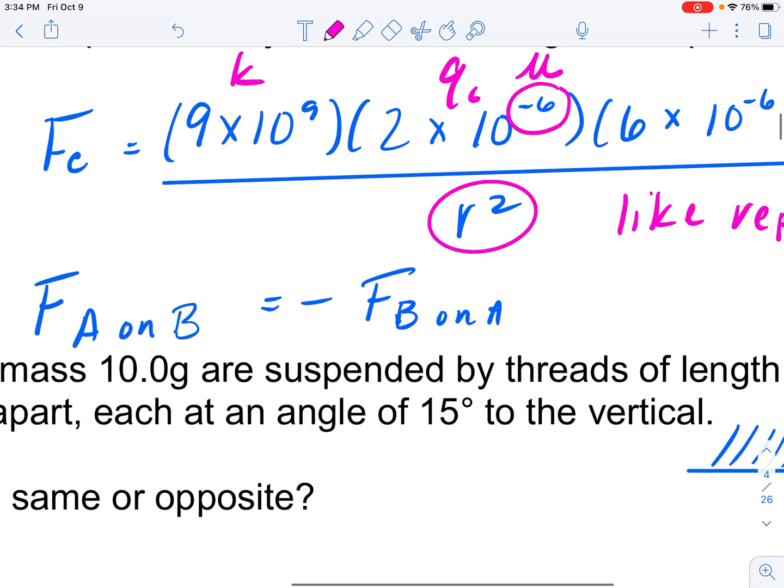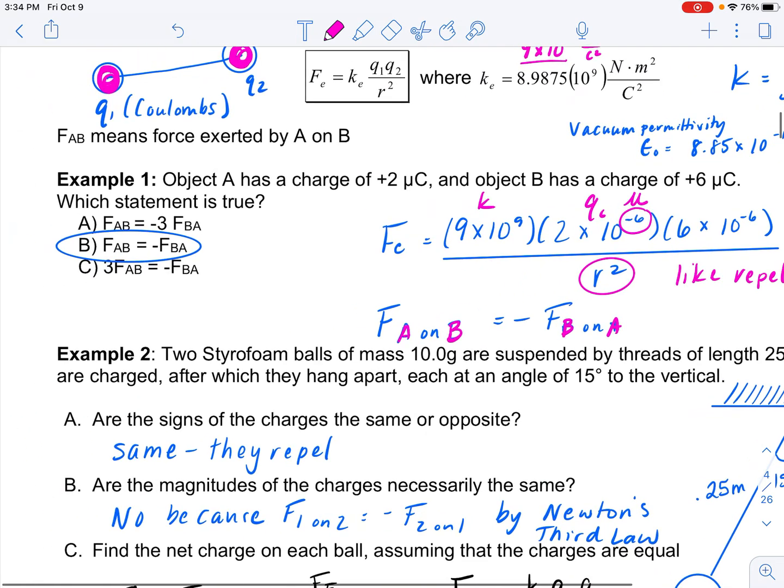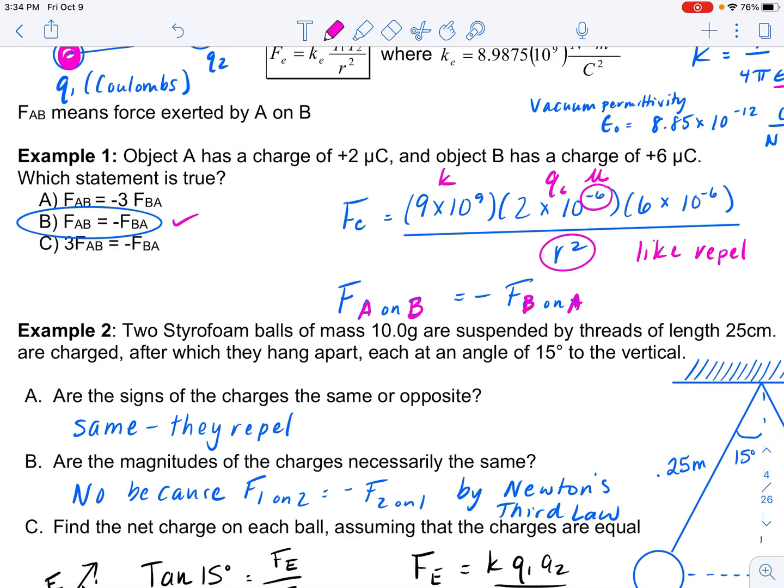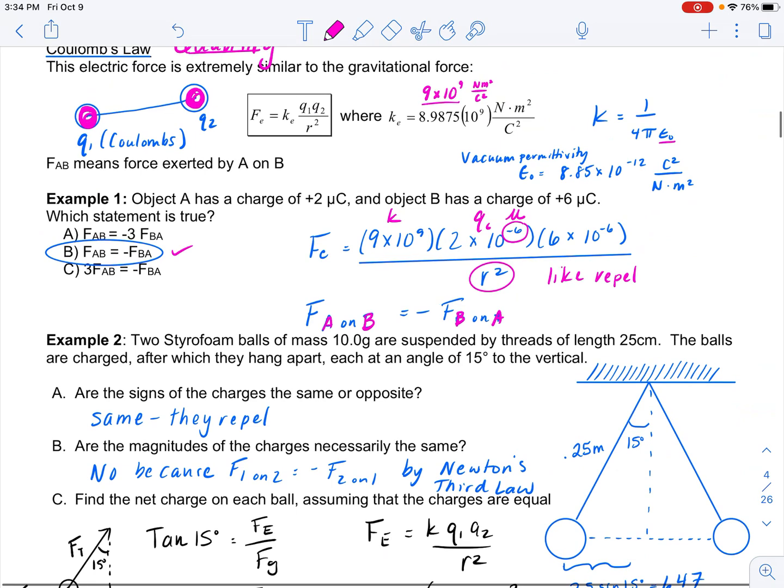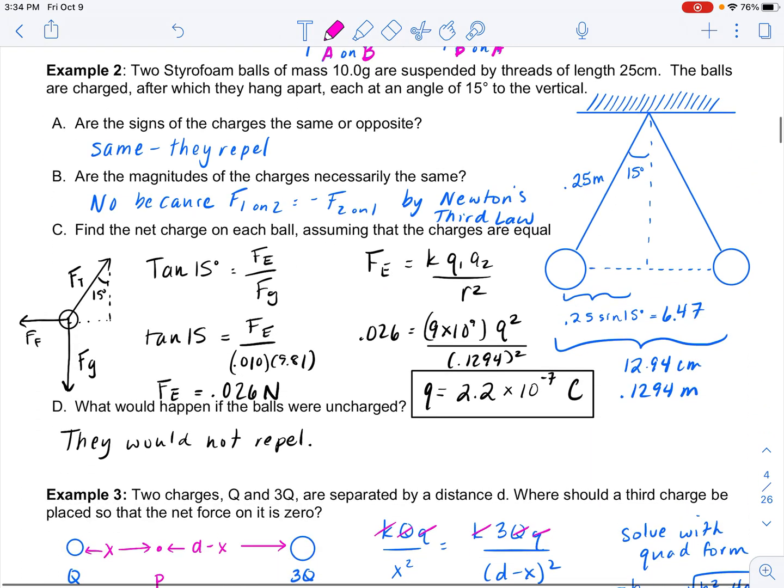But it turns out that it doesn't matter because Newton's third law still applies here. The force of charge A on charge B is going to be equal and opposite to the force of charge B on charge A. And therefore, choice B is the correct answer to example 1. Example 1 turned out to be really a question about Newton's third law. Okay, let's look at another example.